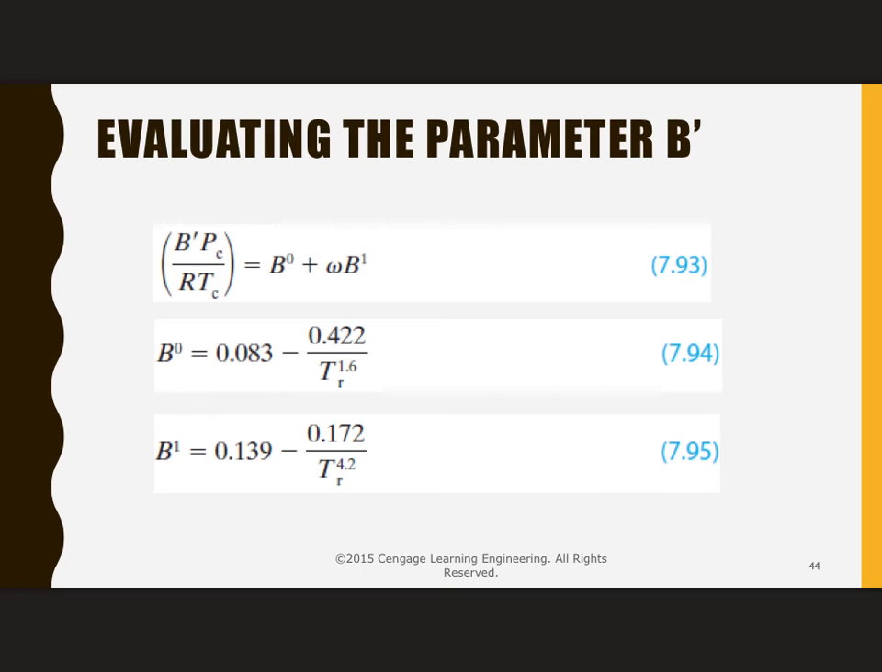Generalized correlations are one way that we can estimate those. And so this B prime PC over RTC is equal to B naught plus omega B1, where B naught is 0.083 minus 0.422 over TR to the 1.6 power. Remember, TR is T over TC. And B1 is 0.139 minus 0.172 over TR to the 4.2 power. These expressions are pretty simple to use, and we have something that mathematically is not particularly challenging.